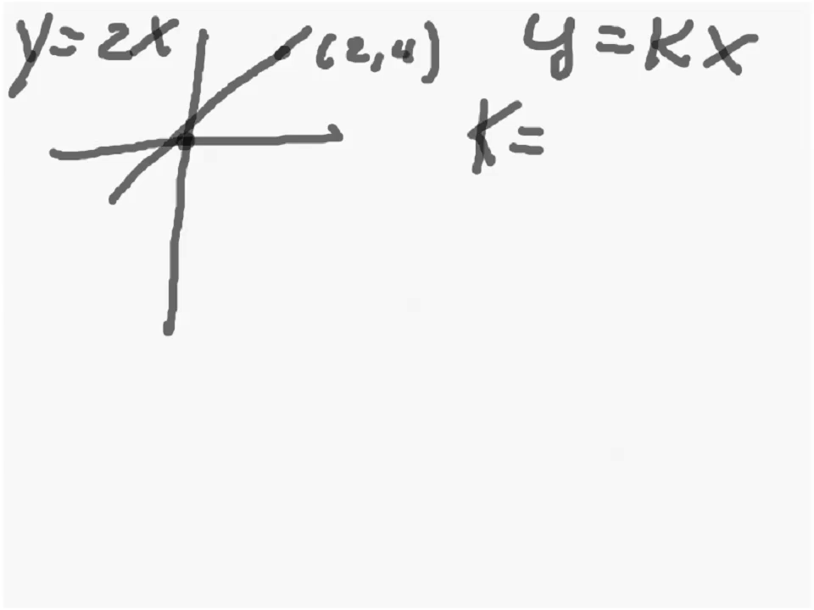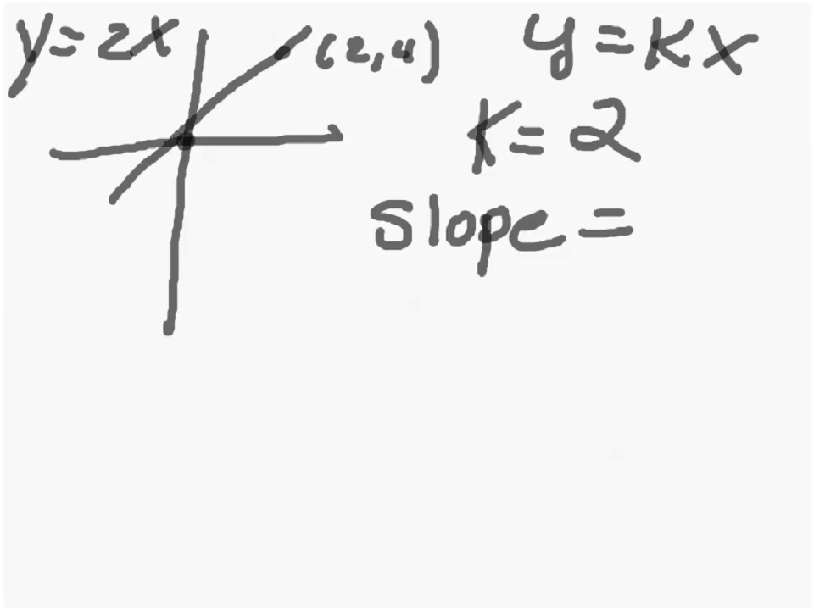2. 2, right, because that is in the position where the k is. y equals 2x, and 2 is in the same place as k, so that means k is 2. So that's our constant of variation. And then, if we're looking at it to find the slope, our slope is also 2. So our slope is 2 as well.